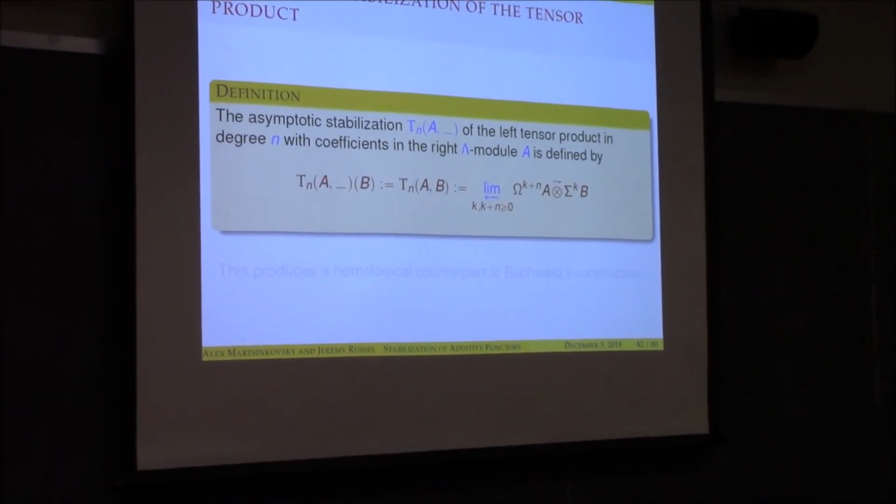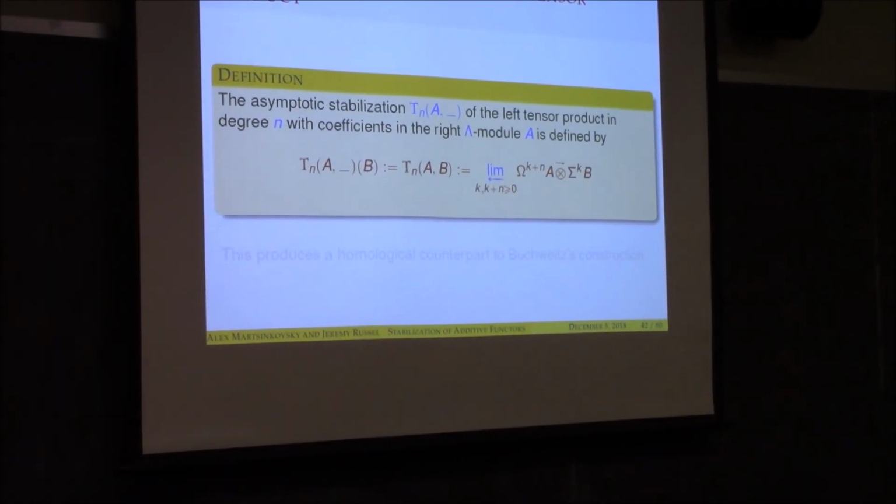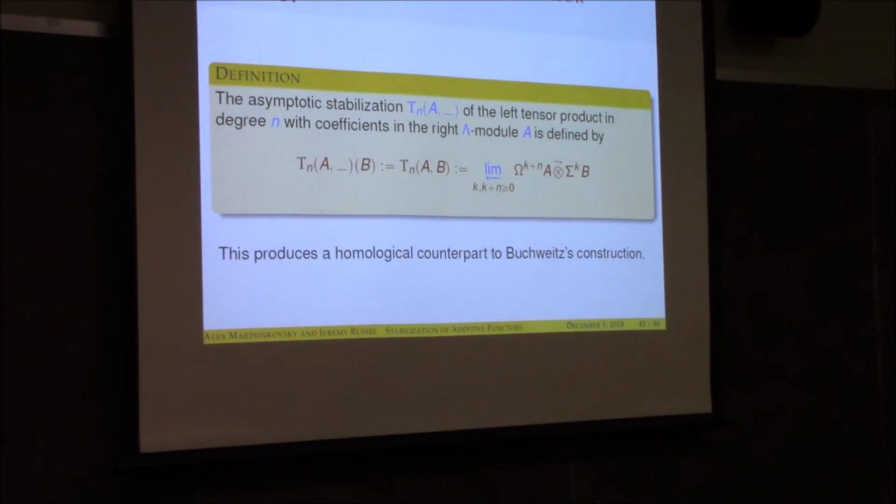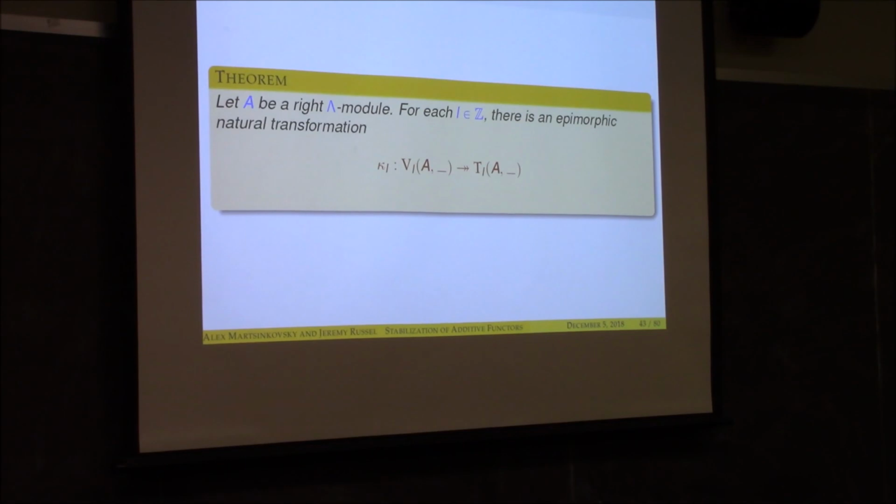And that defines the homology, the analog of Tate homology. So this is the homological counterpart to Buchweitz's construction. Here we come to an interesting observation. We have a natural comparison between Vogel homology and our homology. It's always onto, but it's not necessarily an isomorphism, whatever that Vogel homology is.